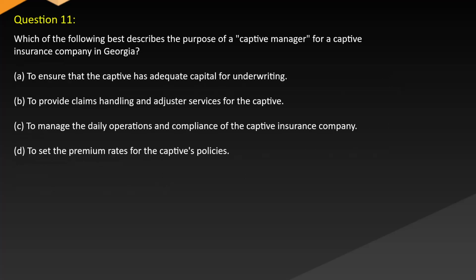Question 11. Which of the following best describes the purpose of a captive manager for a captive insurance company in Georgia? A. To ensure that the captive has adequate capital for underwriting. B. To provide claims handling and adjuster services for the captive. C. To manage the daily operations and compliance of the captive insurance company. D. To set the premium rates for the captive's policies.